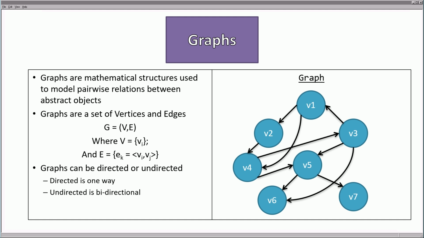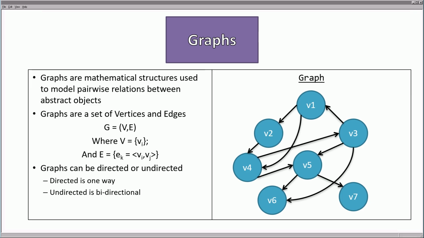We can say that a graph G is composed of vertices and edges, V and E respectively, where V, the vertices, is a set of all vertices V sub i. And edges are a set, E sub k, that equals a pairwise or an ordered set going from a vertex Vi to a vertex Vj.